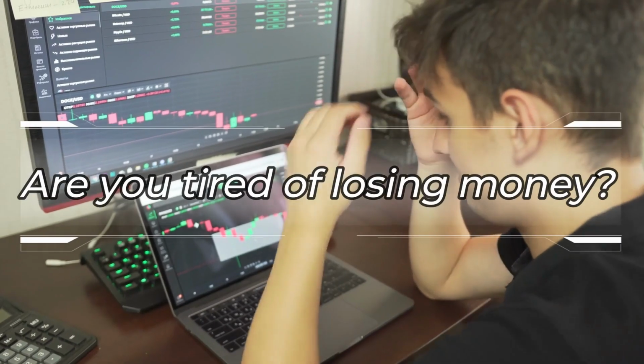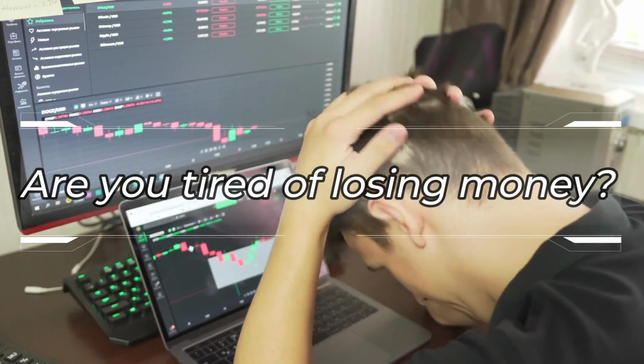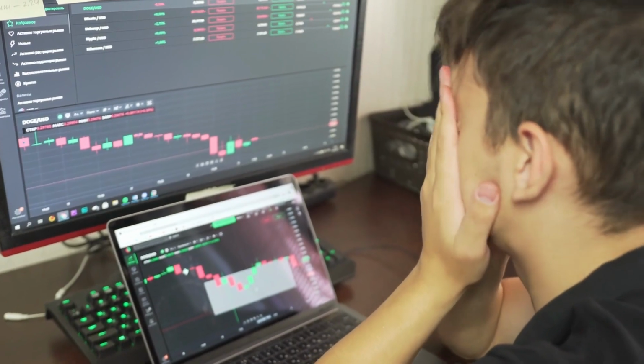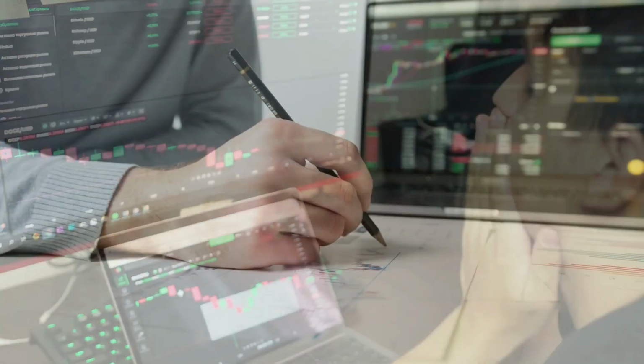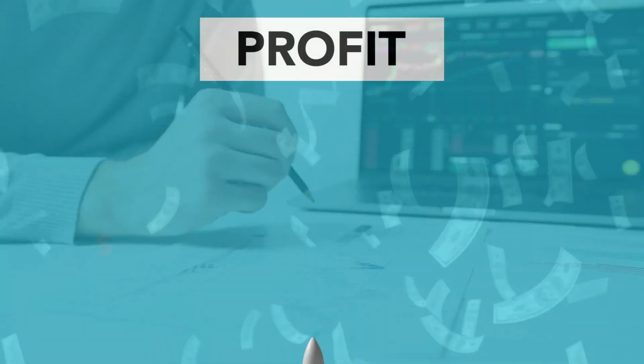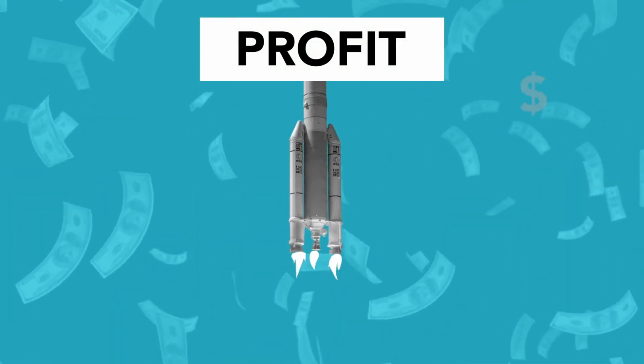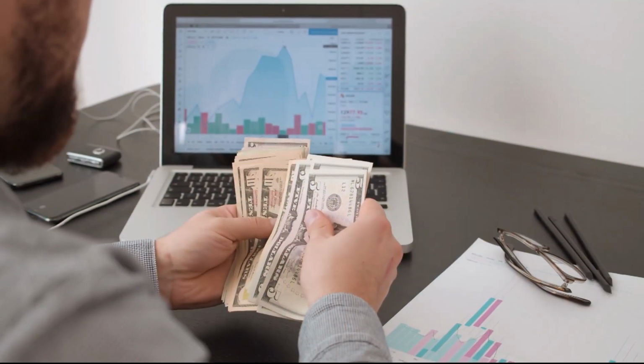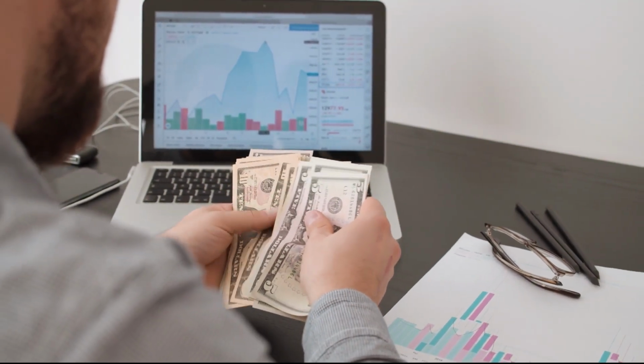Are you tired of losing money in the markets? Struggling to find a strategy that actually works and makes you a consistent profit? What if I told you I've developed an effective scalping strategy that's simple yet generates profits? This strategy has helped me produce winning trade after winning trade.